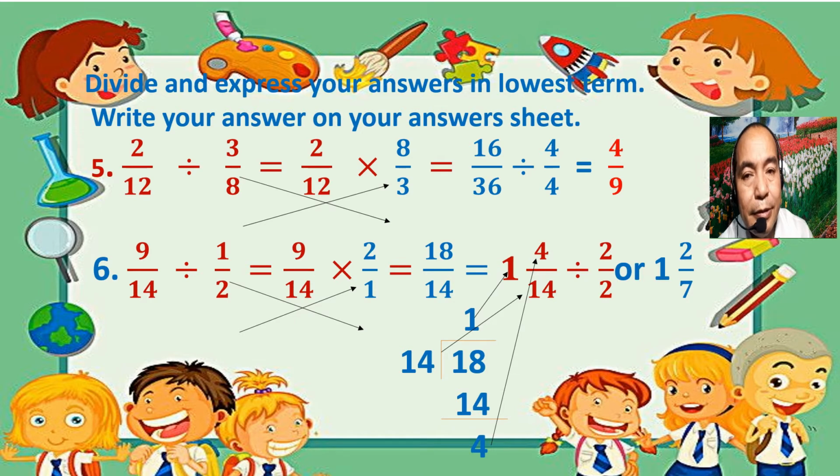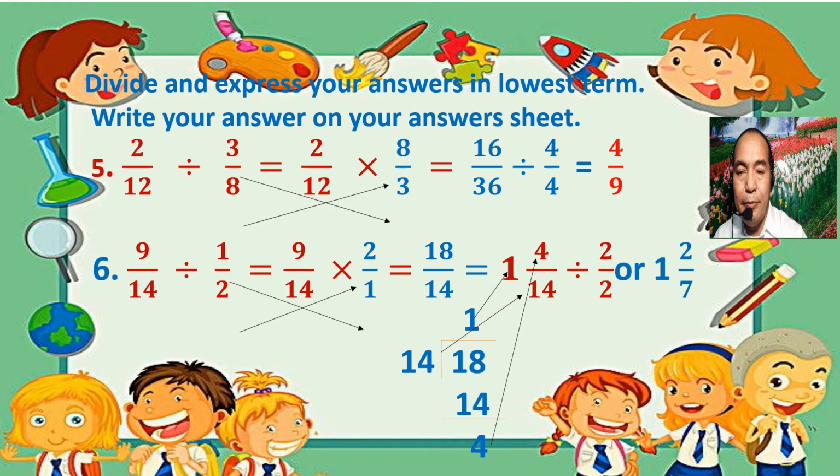Find the common factors. So only 4 is the common factor of 16 and 36. So we will divide 16 by 4, will give us 4. 36 divided by 4 will give us 9. The lowest term of the fraction is 4 over 9.